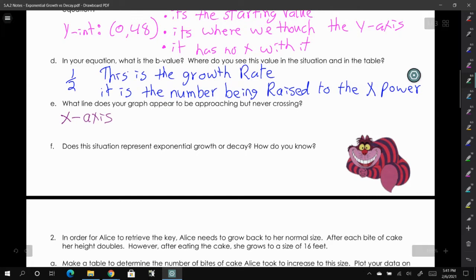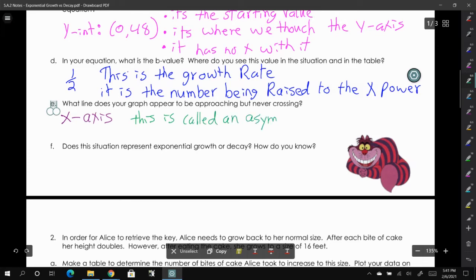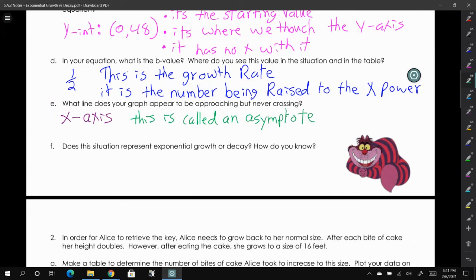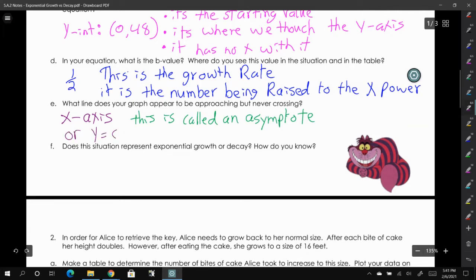We call that an asymptote. This is called an asymptote, and we're going to use that word later on when we start graphing exponential functions. But an asymptote is a line that your function gets closer and closer to but never touches. So our graph is getting closer and closer to y equals 0, or the x-axis, but it will never touch that. So x-axis or y equals 0.